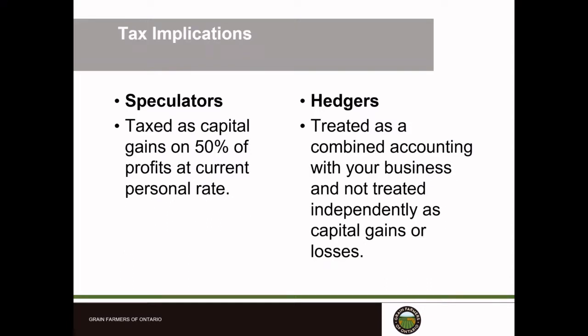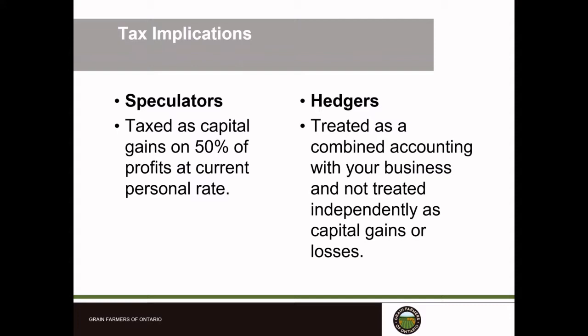So again, tax implications. As far as I know, unless it's changed, speculators are taxed on capital gains on 50% of the profit. So if I make $10,000 profit this year trading commodities, and I can show that I'm a trader, actively trading, then I will pay tax on half of that at my current tax rate. That's how capital gains is being treated.